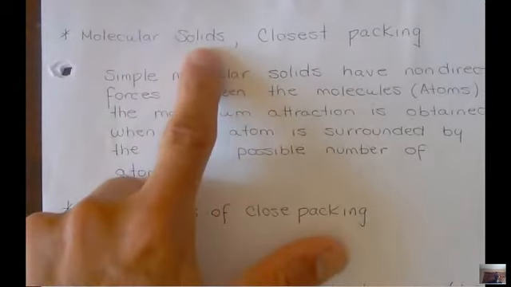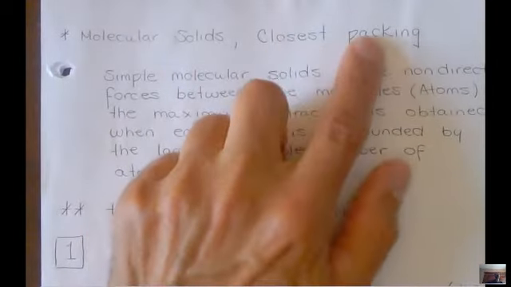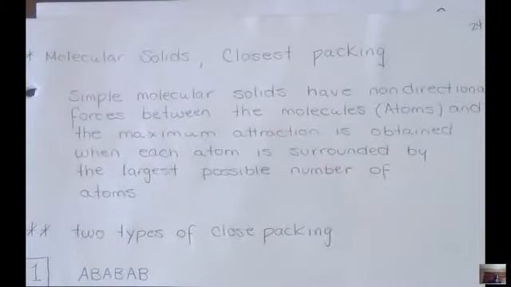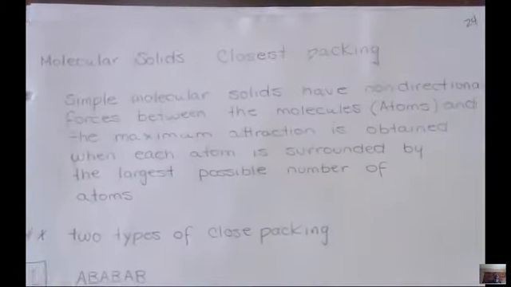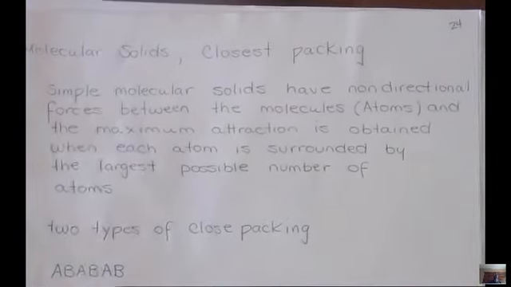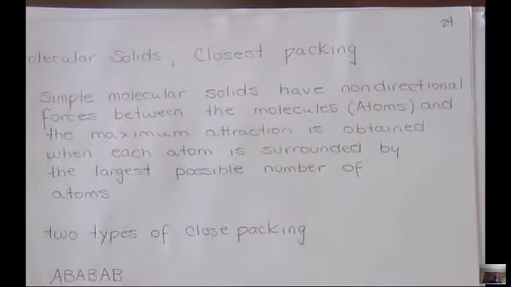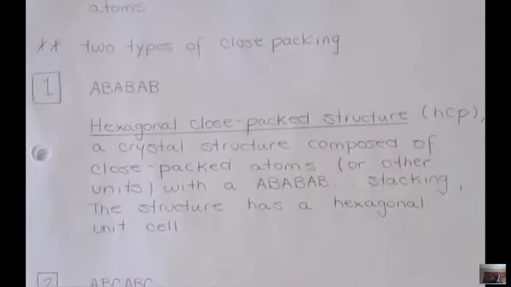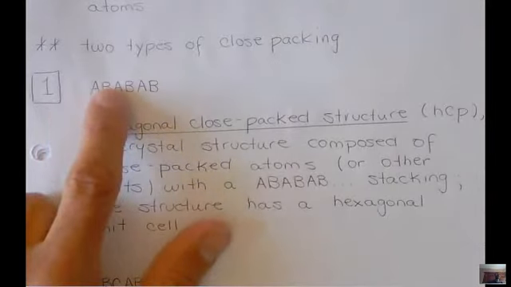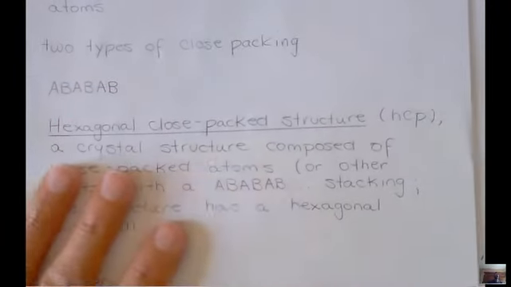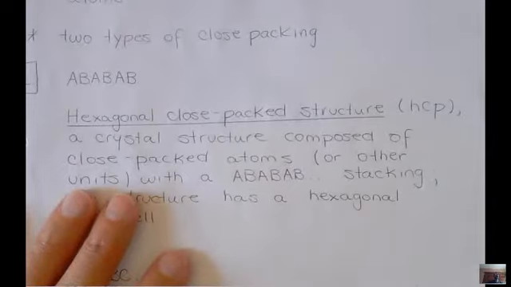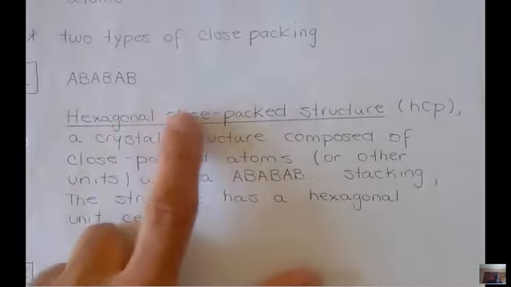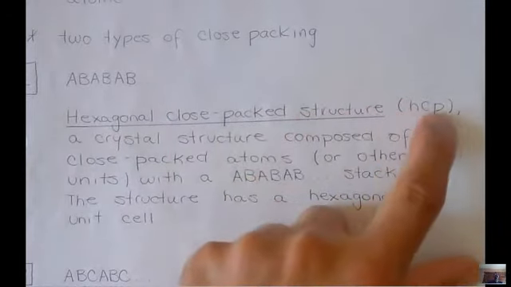So for molecular solids, they tend to be close packed materials. Simple molecular solids have non-directional forces between the molecules or atoms, and the maximum attraction is obtained when each atom is surrounded by the largest possible number of atoms. So there's two ways to have this close packing. One is an AB, AB, AB arrangement. In an AB, AB, AB arrangement, you would wind up with a hexagonal close packed structure, HCP.